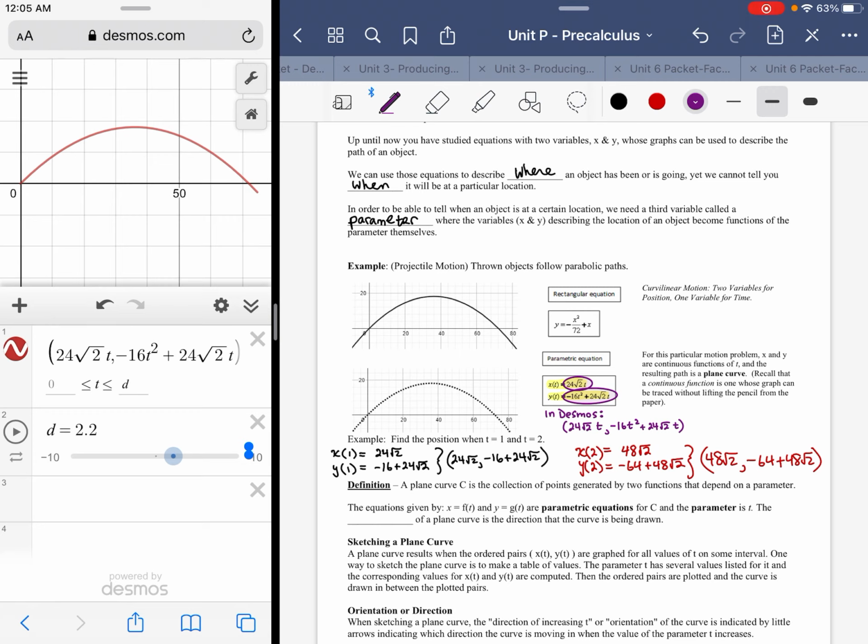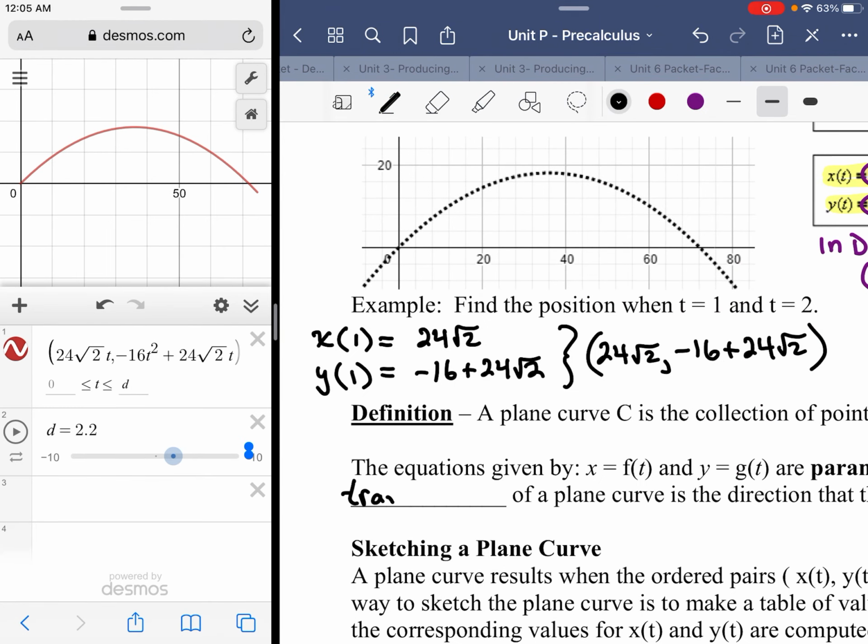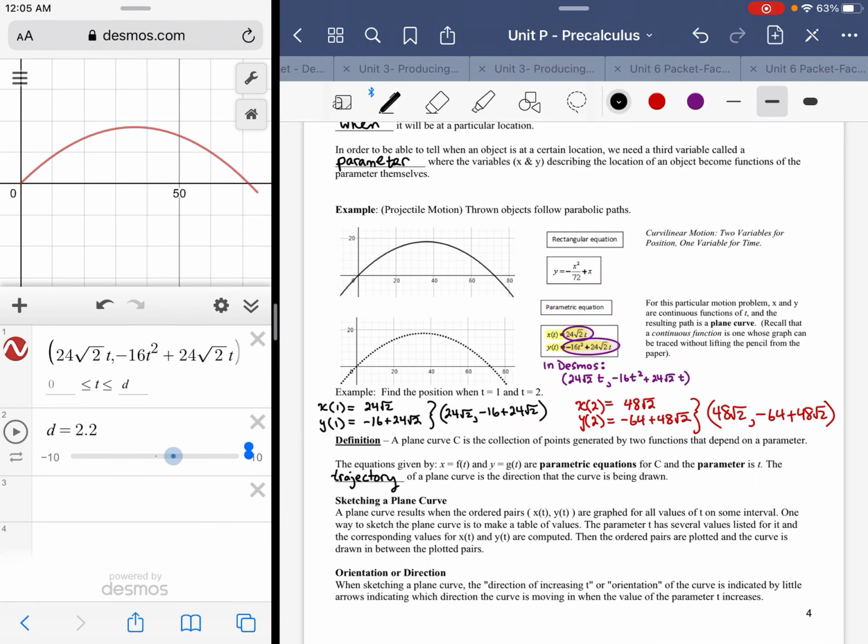The equations given by x equals f of t and y equals g of t are parametric equations for c, and the parameter is t. The blank of a plane curve is the direction that the curve is being drawn. That's known as the trajectory. When we graph, a graph of a function is a pathway, but if we're talking about plane curves, we're talking about motion along that path. So we have to indicate the direction of the motion. We'll get into that in a little bit.